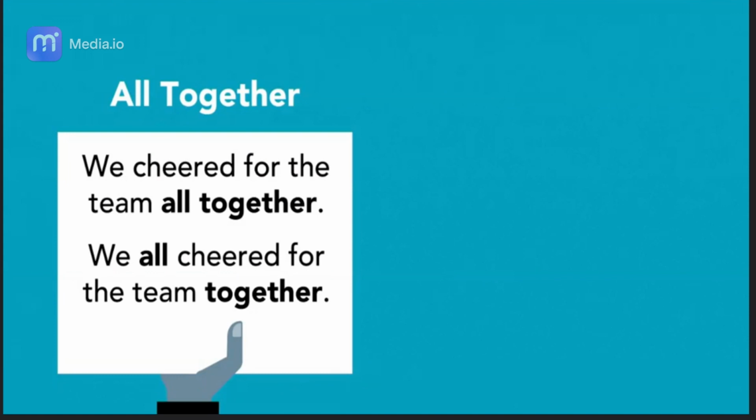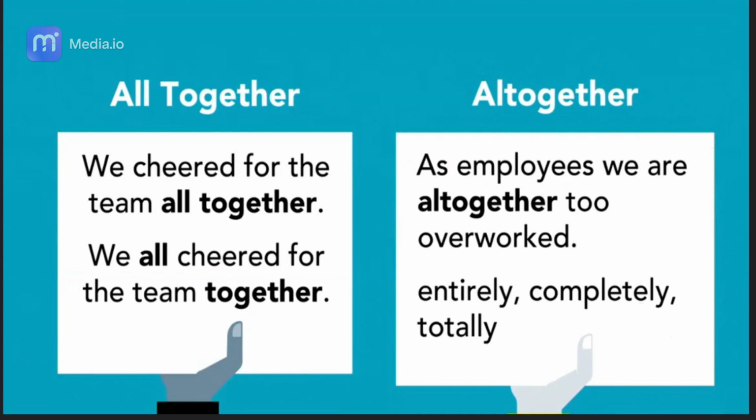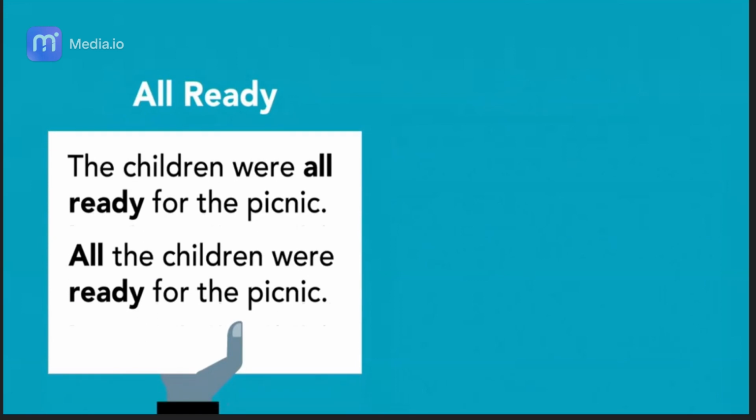Another way you can check this is separating the words in the sentence. Does the sentence still make sense? We all cheered for the team together. Altogether as one word means entirely, completely, or totally. As employees, we are altogether too overworked. We are entirely, completely, totally overworked. Any one of those synonyms to replace altogether makes sense.